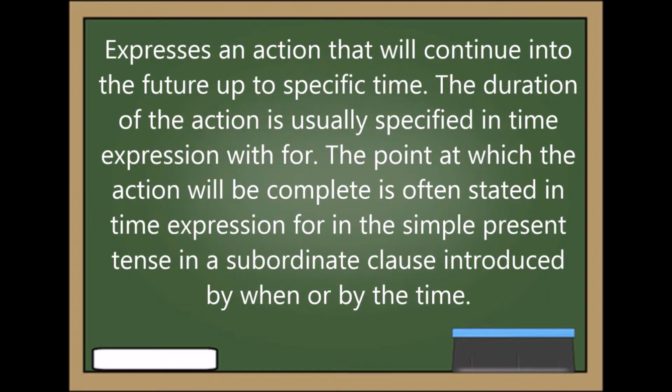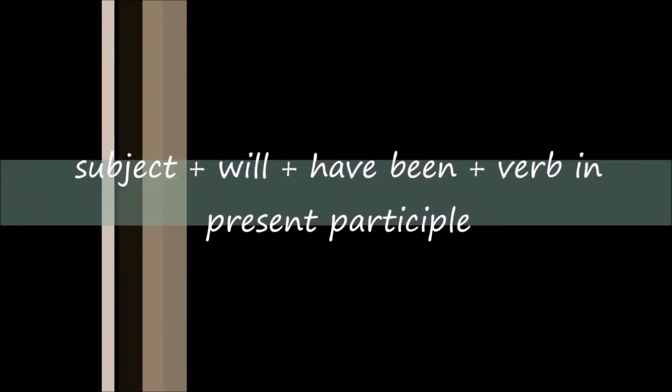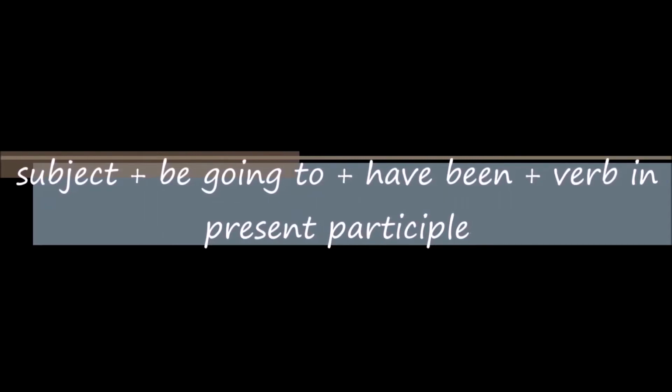The point at which the action will be complete often is stated in the simple present tense in a subordinate clause introduced by when or by the time. We have two forms in making the future perfect progressive: the will and the be going to. In the will form, we have the subject plus will plus have been plus verb in present participle. And the be going to, we have the subject plus going to plus have been plus verb in the present participle.